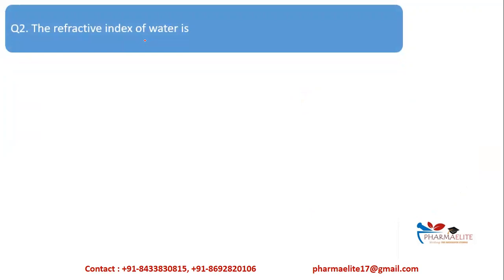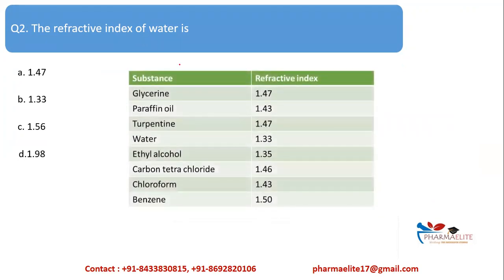The next question: the refractive index of water is dash. This is a very basic question. You just have to remember that table. Instead of water, you might be asked about anything, glycerine, benzene, chloroform. So these values are important. There are no big concepts when it comes to the entrance exam and the topic of refraction or refractive index. But the questions are easy, provided you know the basics. So in this case, the refractive index value for water is 1.33.